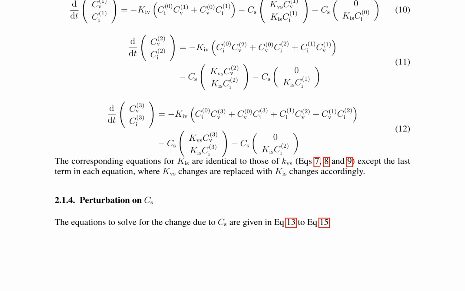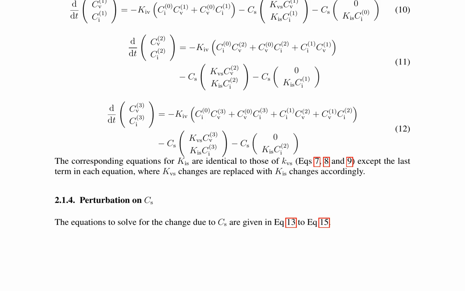For kVs, the equations to solve for the change are given in equations 7 to 9, where the change in concentration C1,V, C2,V, and C3,V is expressed as a function of the perturbation in kVs. Similarly, the equations for kIs are presented in equations 10-12, with the last term in each equation replaced by kIs changes.